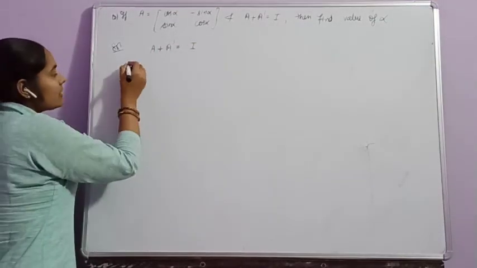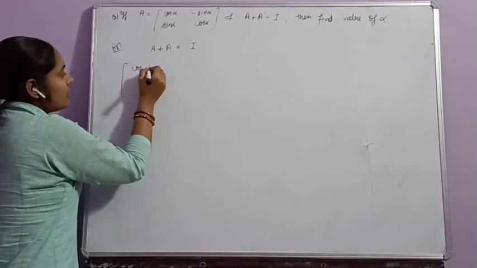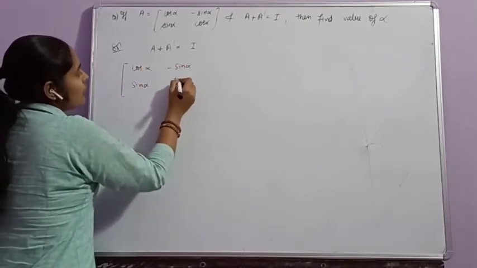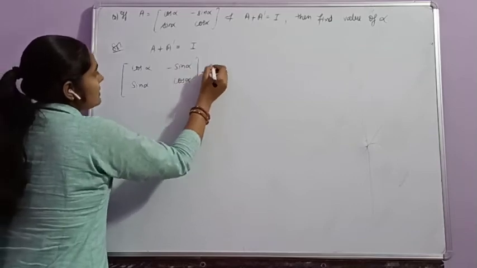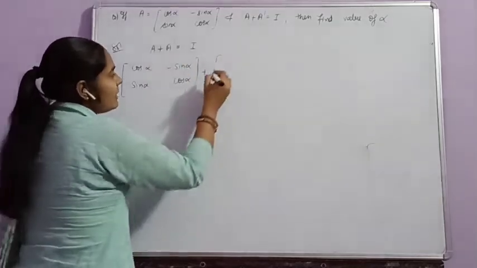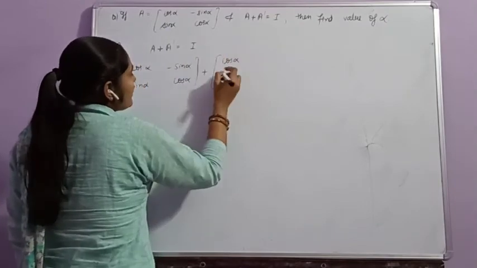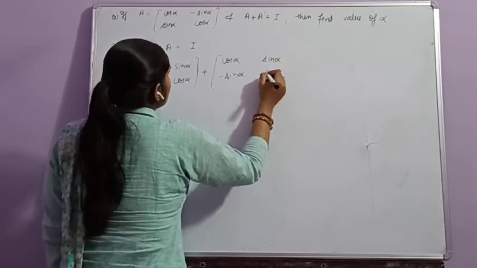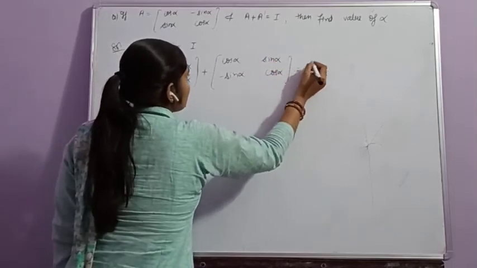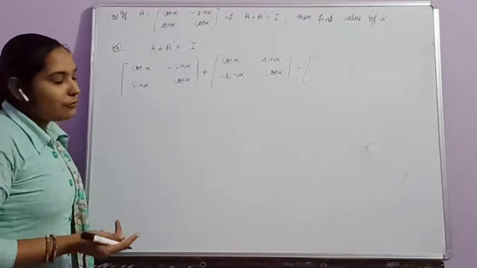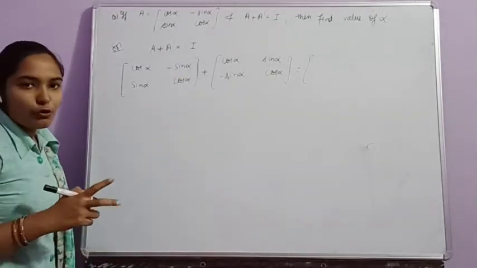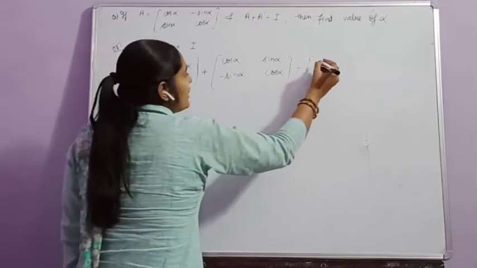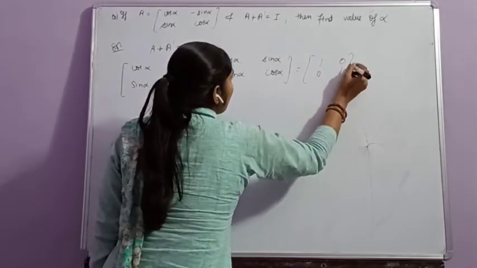So we can put values. A matrix is cos alpha, sin alpha, minus sin alpha, cos alpha, plus A transpose, which will be the first row converted into the first column and the second row into the second column. That is equal to the identity matrix, and we know that A and A transpose are of order 2. It means the identity matrix will also be of order 2, that is 1 0 0 1.